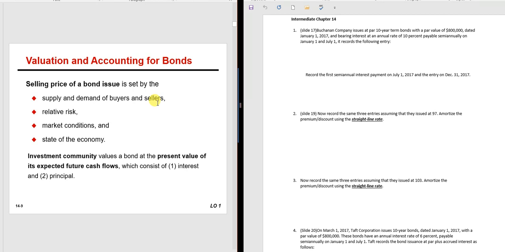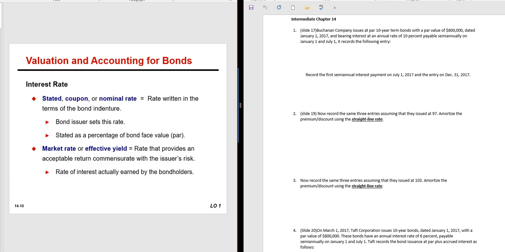The relative risk, you've studied this in economics, is that the interest rate is made up of the risk factor, market conditions, and the state of the economy. So all of these have to do with the interest rate. If you listen to the news, you'll see the prime rate went up, etc. And then you would have a risk on top of that. So all that stuff you studied in economics is coming back again. All right, so these are things that you need to know.